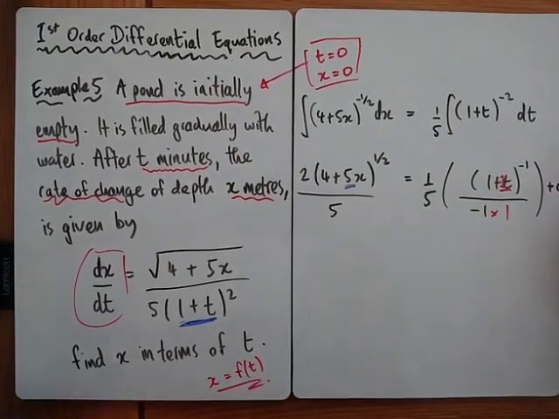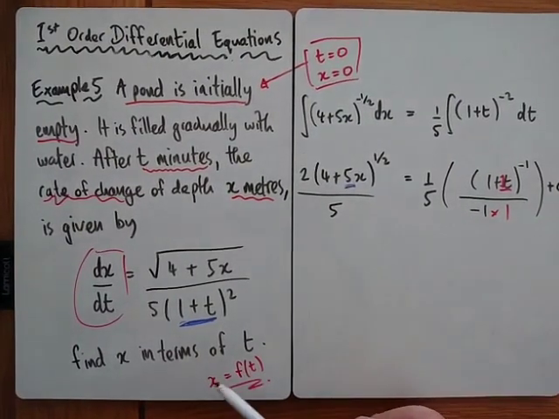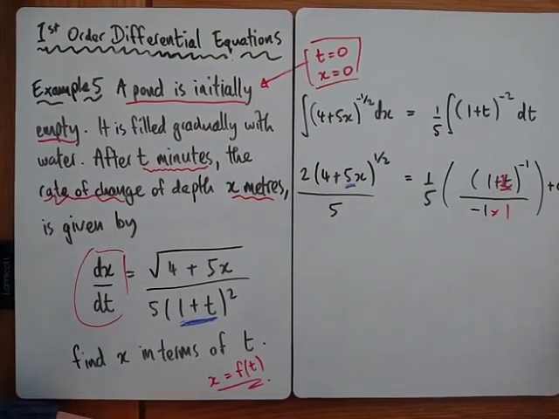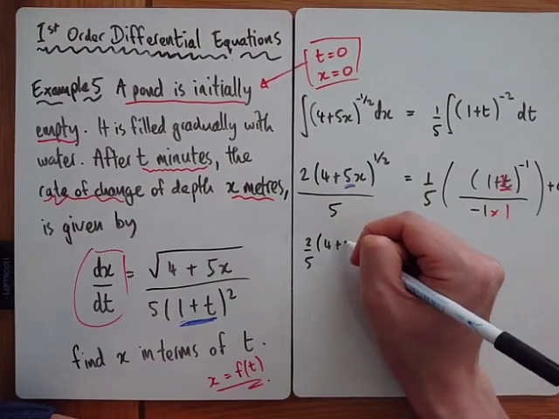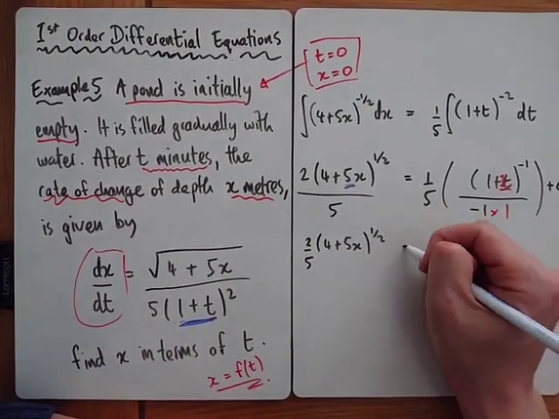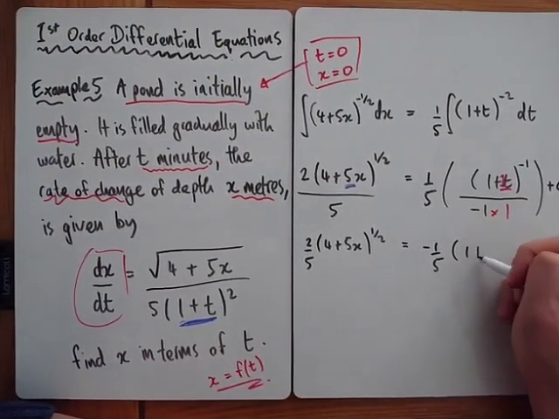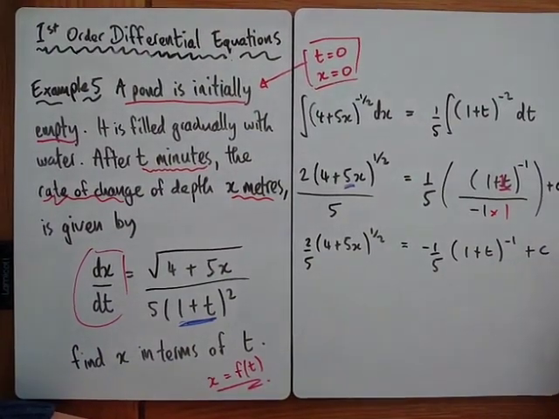Okay, let's tidy this up a little bit and then think about maybe finding our constants. Remember, we're aiming to get x is equal to a function of t. So we've got 2/5, 4 plus 5x to the half. That would become minus 1/5, 1 plus t to the power minus 1 plus c.